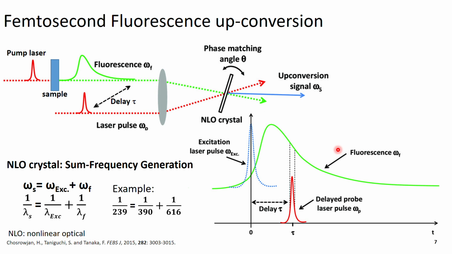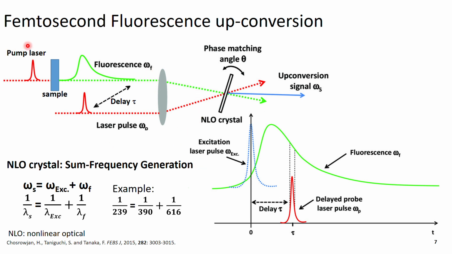Before we see the results on this page, I will introduce femtosecond fluorescence up-conversion. In this technique, we use a nonlinear optical process. In this setup, we use sum frequency generation to do the nonlinear optical process, converting lower energy photons into higher energy photons.